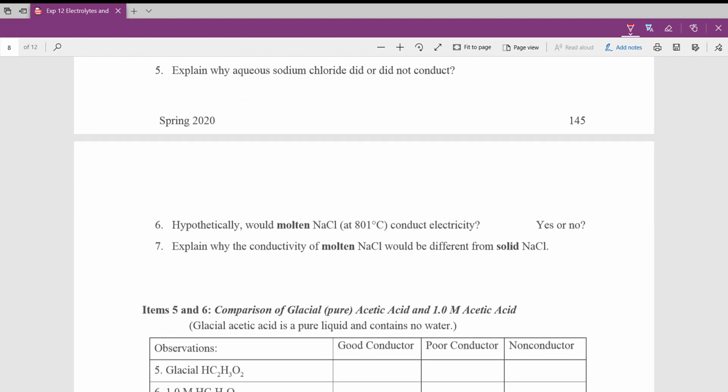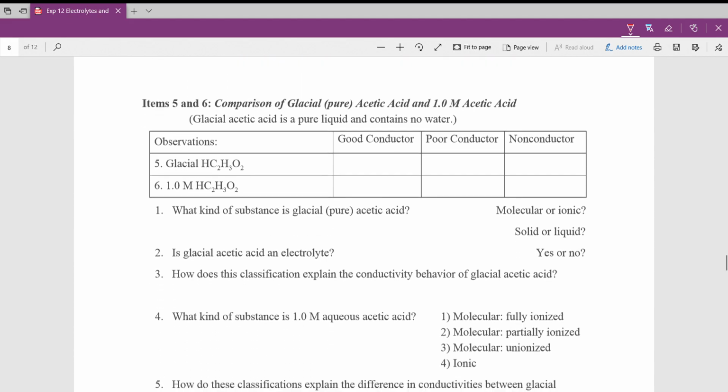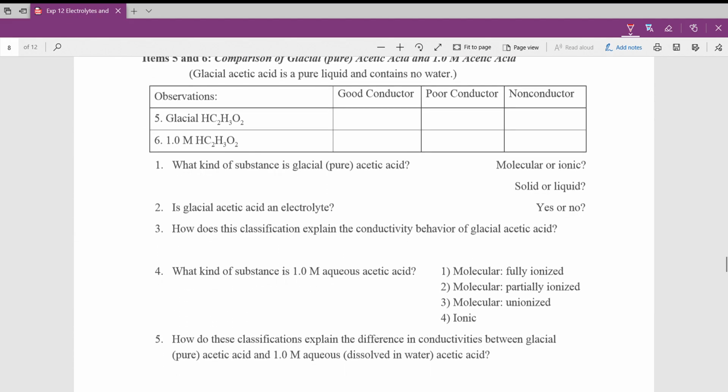And here, I'm going to tell you one thing, molten. Molten means melted. I'm just going to post a video. I was going to say go to YouTube. I'll post a video of molten NaCl so you can see what happens. All right, I'm going to try and wrap this up because it's getting long. Nobody wants to listen to me all morning.